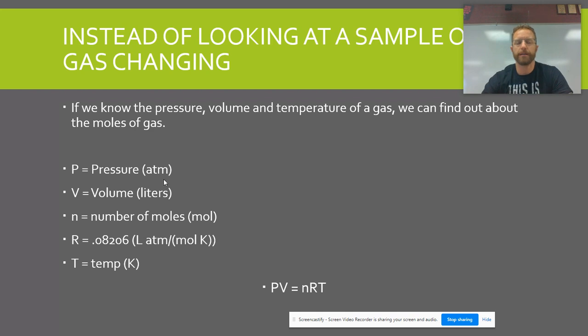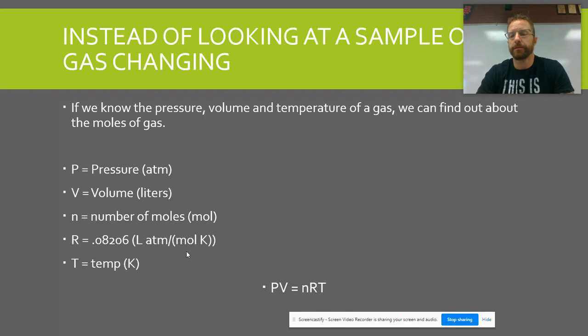Pressure in atmospheres, volume in liters. N is as in number of moles. R as in 0.08206. Ugly units on that: liters atmospheres per mole Kelvin. It's a constant. And a lot of times with constants, you just throw whatever units you need on it so that things cancel out nicely. It's a laboratory generated value, right? You do a bunch of labs. In AP chemistry, we do that lab and we determine what that R value is, right? And then your temperature, and of course your temperature is in Kelvin because that's based on motion.